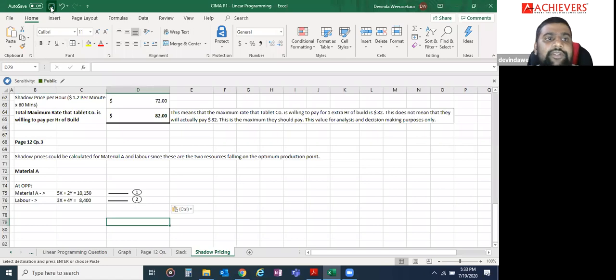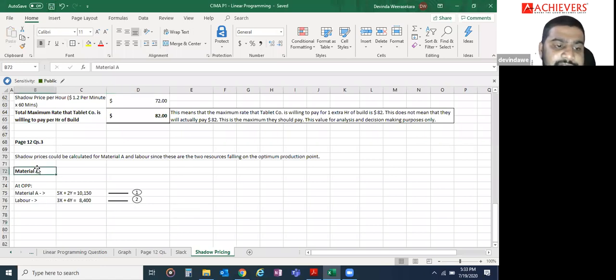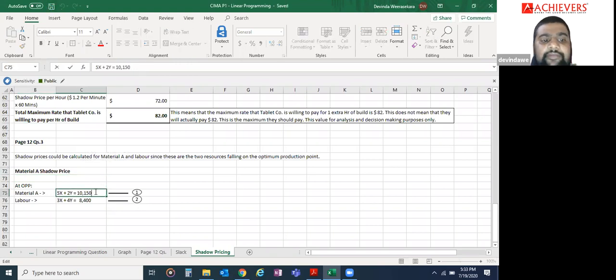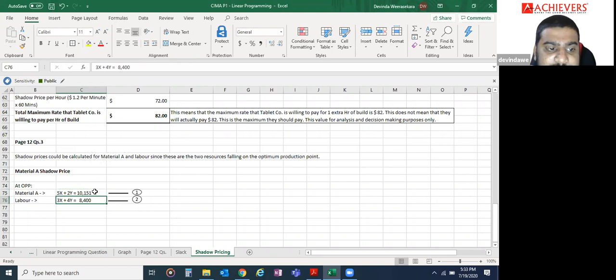These are the two constraints intersecting at the optimum production point. So now we are trying to calculate the shadow price of material A, right? To calculate it, we will increase the material A resource at the optimum point by 1. Keep the labor the same.